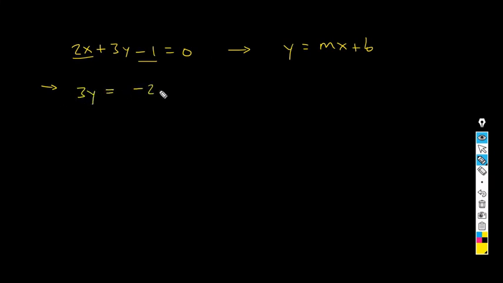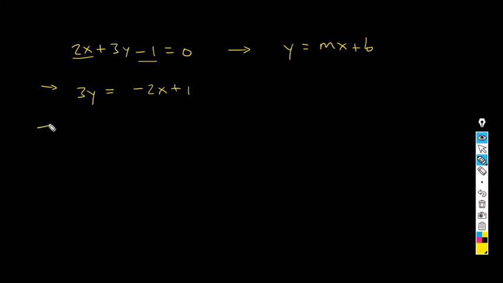Suppose that you have this equation in general form: 2x plus 3y minus 1 equals 0. How do we convert this into the slope intercept form? Okay, let's start. So first I'm gonna have these two terms on the right side. So I'm gonna have 3y equals minus 2x plus 1. Make sure that you understood what I did. It's very simple.